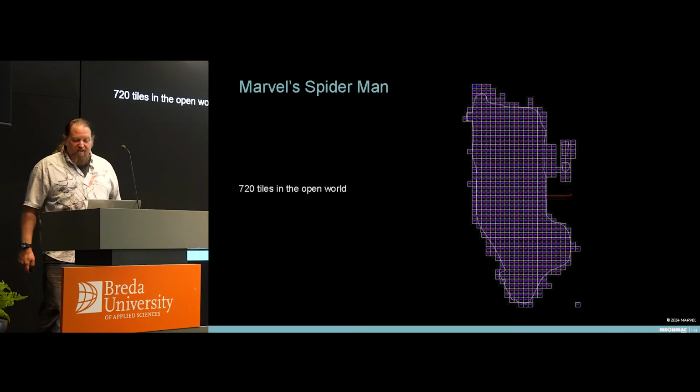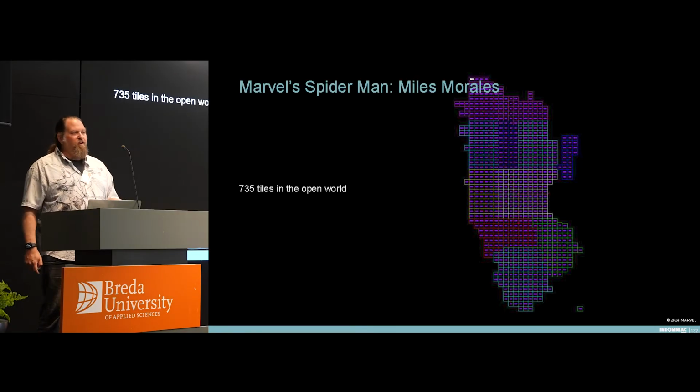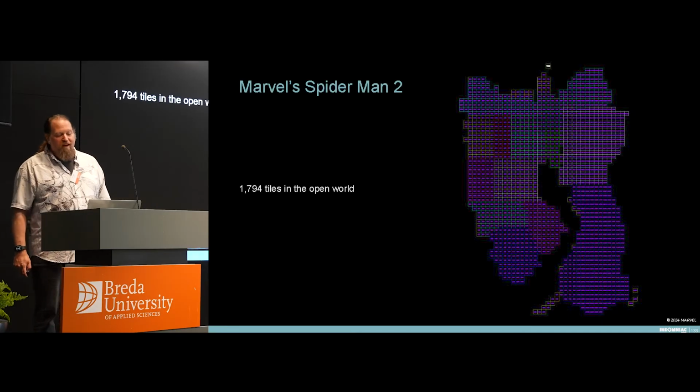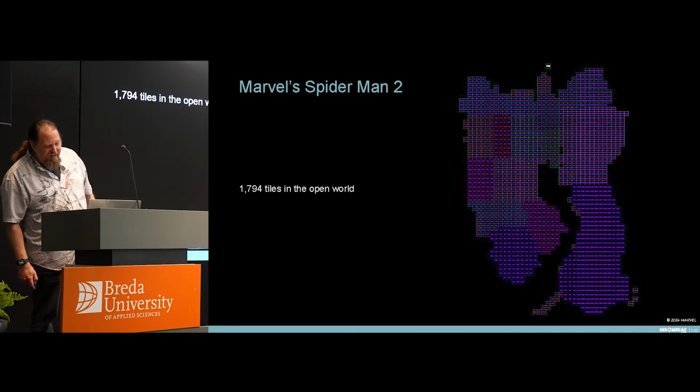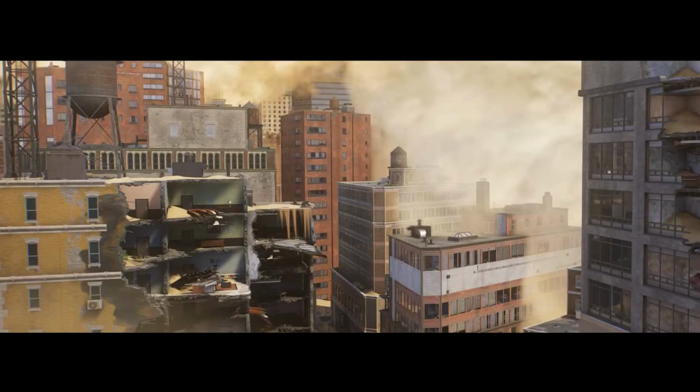Marvel's Spider-Man has 720 tiles in the open world. Miles Morales had 735 tiles. Marvel's Spider-Man 2 has 1,794 tiles in the open world, and the overall playing area nearly doubled. For Spider-Man 2, Insomniac introduced a new system to help manage persistent environment effects called the load hint system.